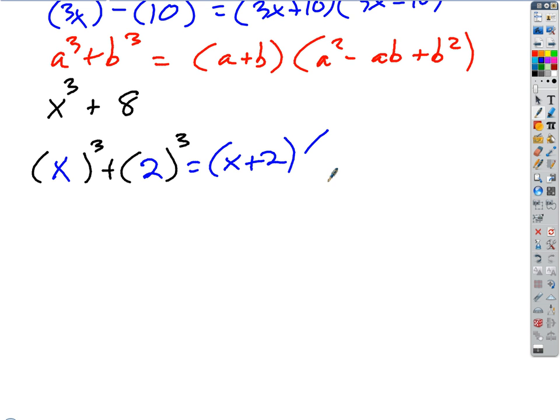Okay, what's a squared? x squared. What's ab? 2x. 2x, right? X times 2 would be 2x. And then b squared? Plus. Yeah, b is 2, right? So what's 2 squared? 4. That's it. Okay. Now you might be asking the question, I hope you are. You might be asking the question, could I go further with that?